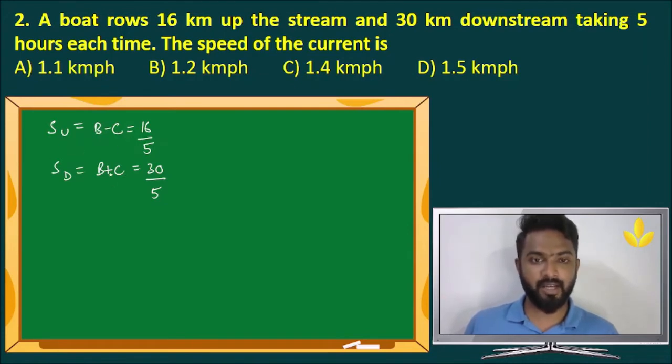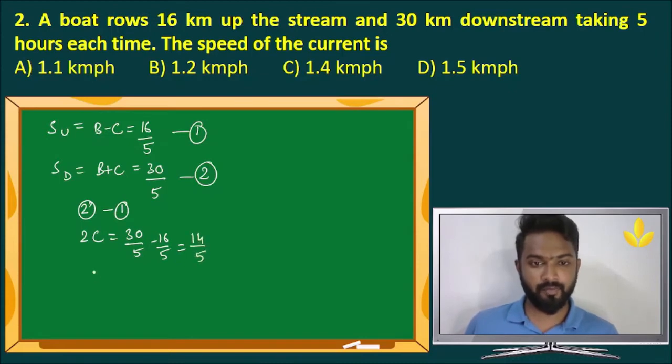Now they have asked us to find the speed of the current. We need to find the value of c. Let this be equation 1, let this be equation 2. If we need to find the value of c, then we need to remove b. So the best way of doing that is equation 2 minus equation 1. b and b will go off. c minus minus c is 2c. That is equal to 30 by 5 minus 16 by 5. That is equal to 14 by 5. c is equal to 14 by 5 into 2. That is equal to 14 by 10. That is equal to 1.4.